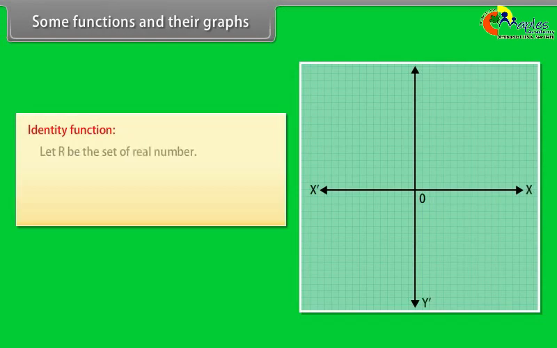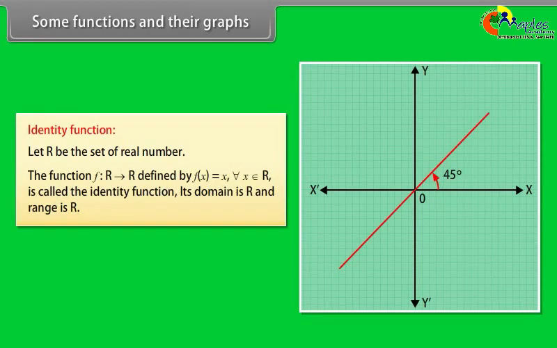Some functions and their graphs. Identity function. Let R be the set of real numbers. f is a function from R to R defined by f(x) = x for each x belonging to R, and is called the identity function. Its domain is R and range is R.